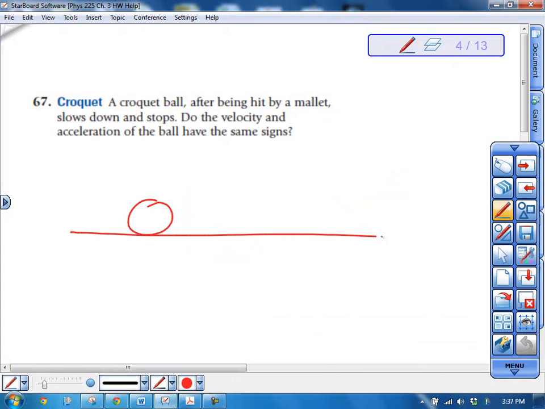Next question says a ball, after being hit, slows down and stops. Do the velocity and acceleration of the ball have the same signs? Well, no, the velocity vector is going to be moving in this direction, but the acceleration vector is going to be moving back in the opposite direction because it's actually decelerating, or accelerating in the negative direction. If that's negative, then that's positive.